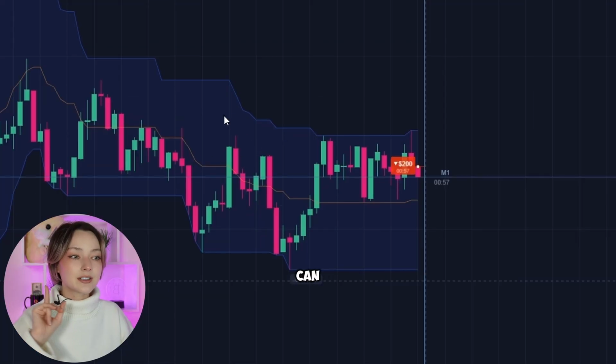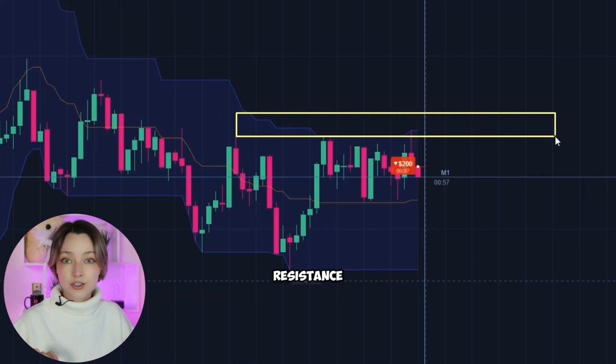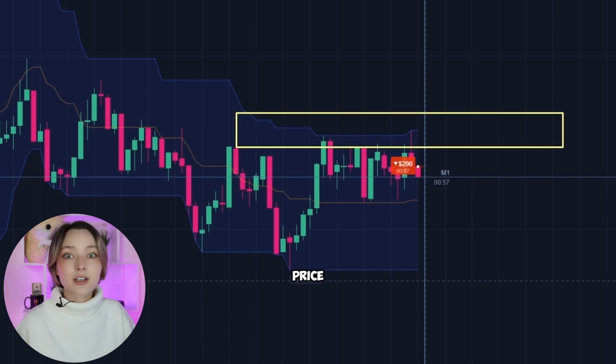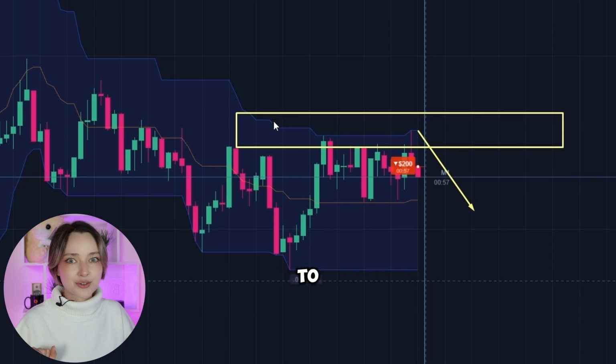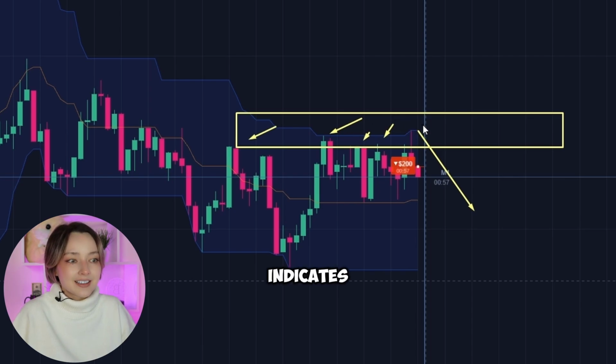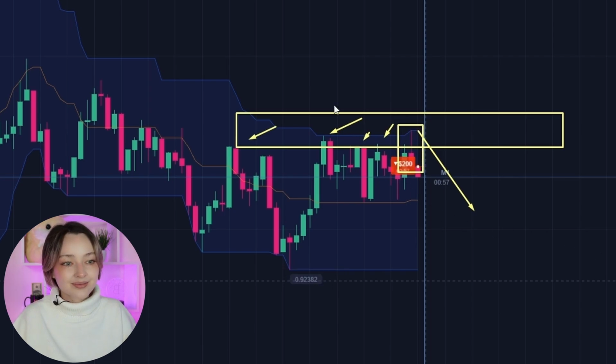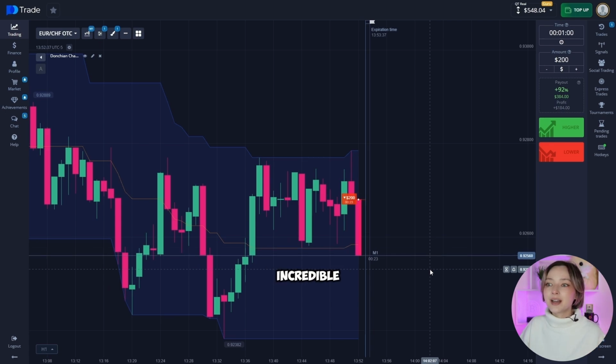The first thing we can see is that the price has entered the resistance area from where I expect the price to fall. The second confirming factor is the amount of reactions to this area. Also, if we were to take a look at the last candle, we would see that it has a large upper shadow, which clearly indicates a strong seller's presence. Let's see how it goes. And again, what an incredible impulse!